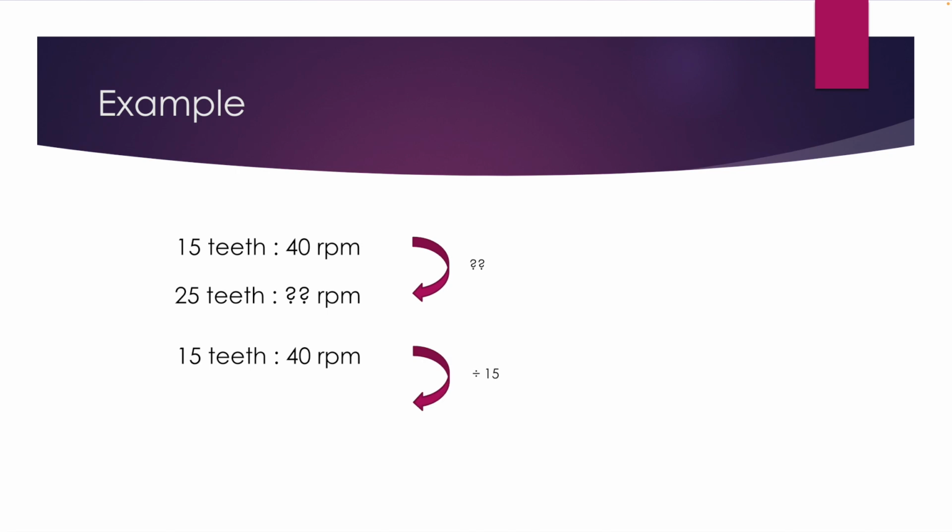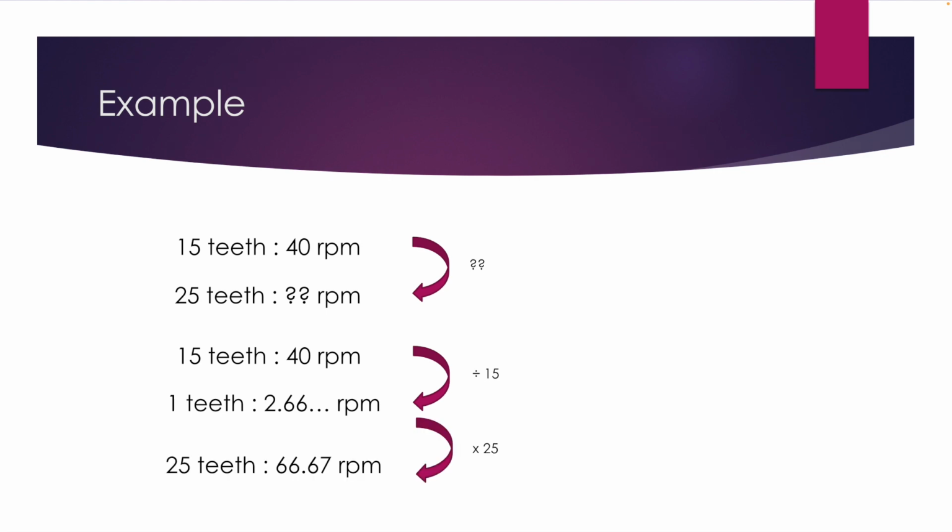So I'm going to divide both by 15. So I get 1 tooth is 2.66666 RPMs. And then if I multiply that by 25, it will give me what 25 teeth are. And I got 66.67 RPM. So I'm saying, well, that 25 is wrong. It should be 66.67 RPMs.